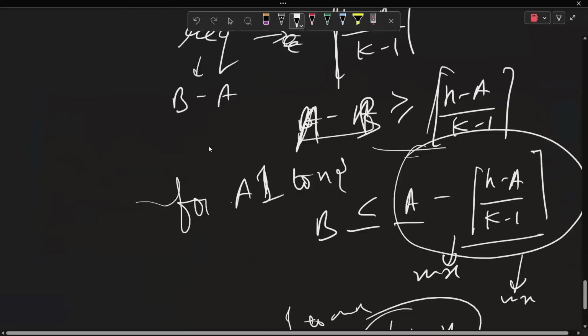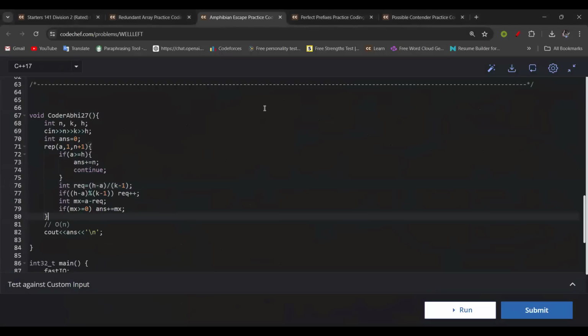Okay, so now let's move to the C problem. I hope this is clear. Nobody has any doubts in this.